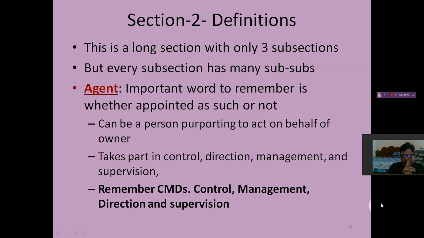To be frank, you will be confused a lot. The duties of manager are also same. The duties of agent are also same. But remember, you should not call them as duties. They are the responsibilities. The responsibility means, I will give you an example.